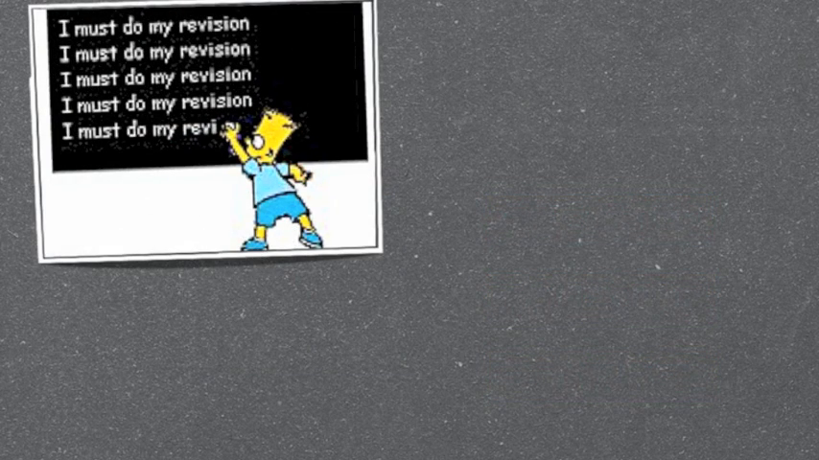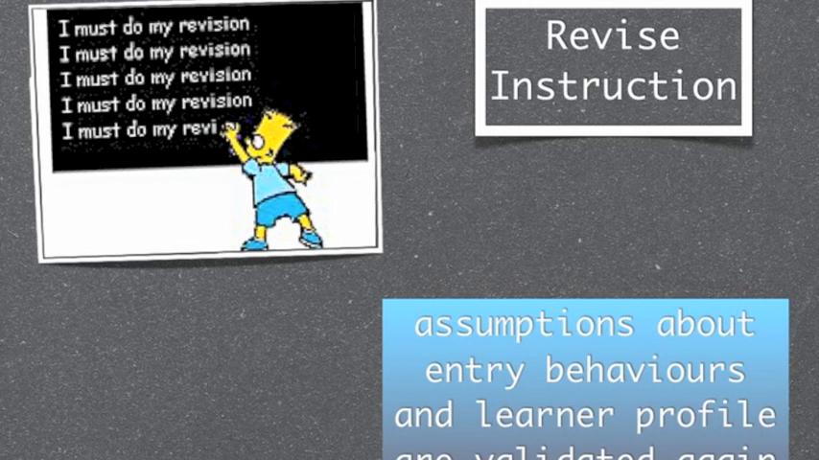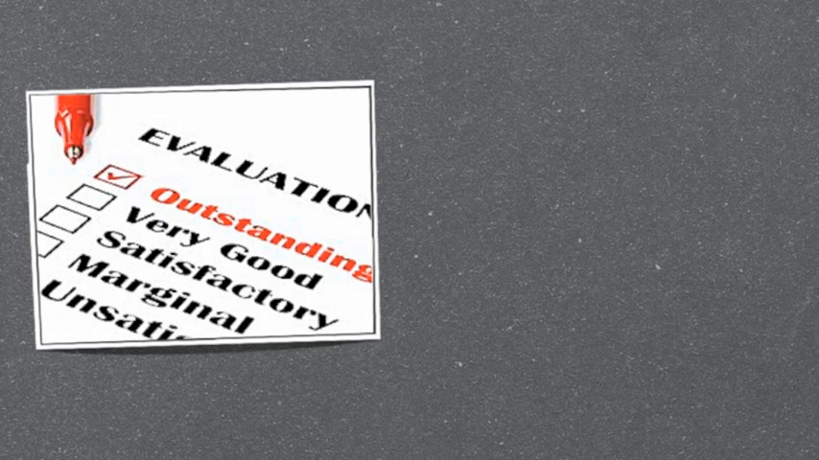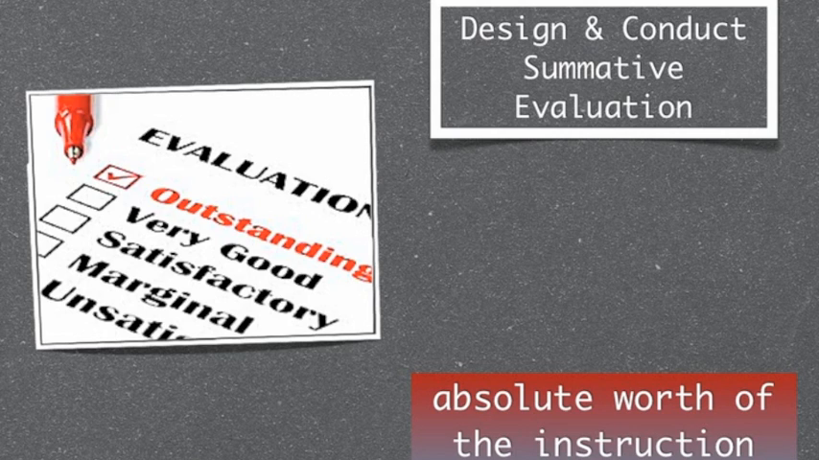The findings from formative evaluation are then used to revise the instruction. The obstacles in learning are related to the specific deficiencies or drawbacks in the instruction. Instructional analysis, assumptions about entry behaviours, and learner profile are validated again. The learning objective, assessments, and instructional strategy are modified as per these findings. Following the revision of instruction, this final step evaluates the absolute worth of the instruction.